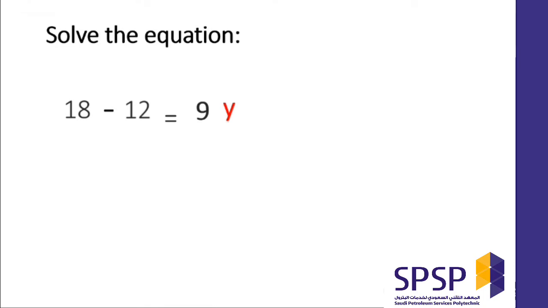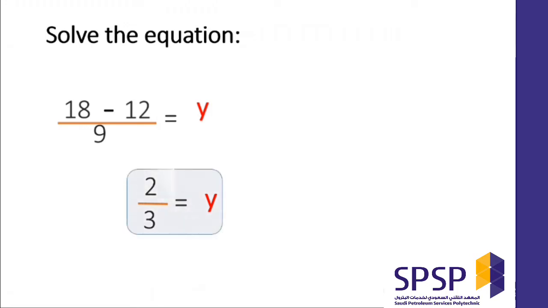Now, 9 times y. That means we need to perform the inverse operation, which is division. So we divide both sides by 9. 9 divided by 9 is 1. 1y is y. So y equals 18 minus 12 divided by 9, which is 6/9. Or we can simplify it more to be 2/3. So the answer is 2/3.